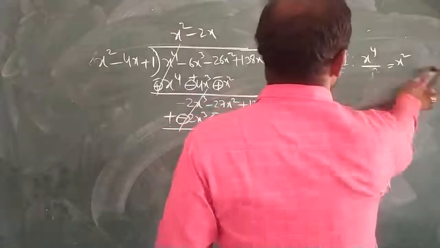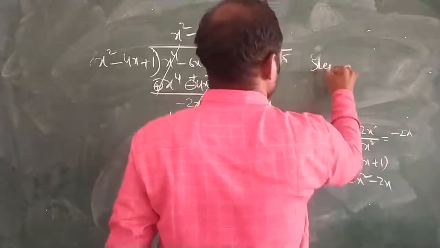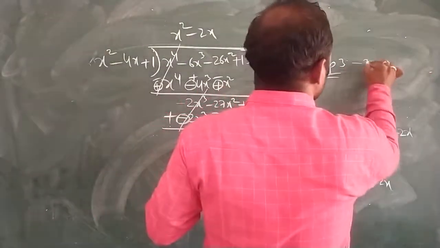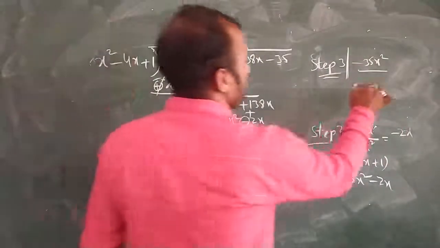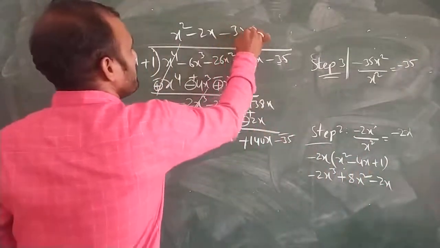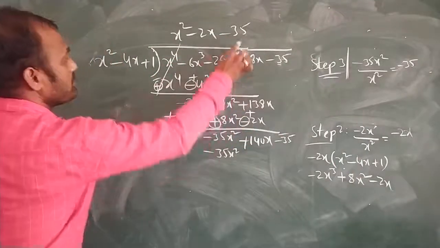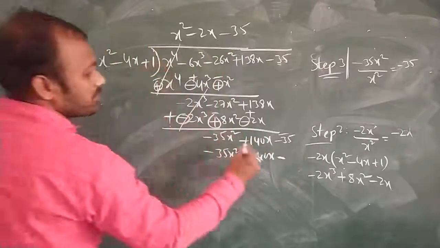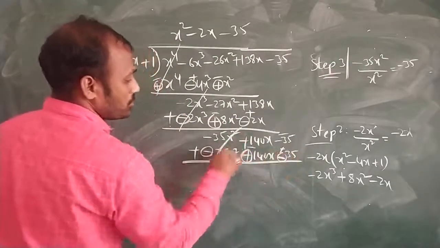Next, we will see step 3. So in step 3, minus 35x square divided by x square, so it will be minus 35. We can directly multiply 35 into x square minus 35x square, 35 into 4, 140, 35 into 1, 35. See the symbols. So all are going to get cancelled.